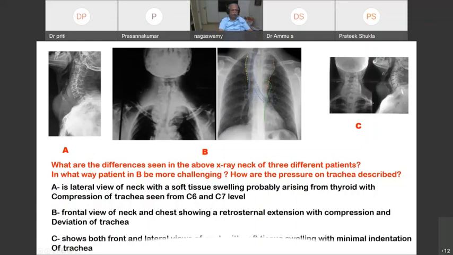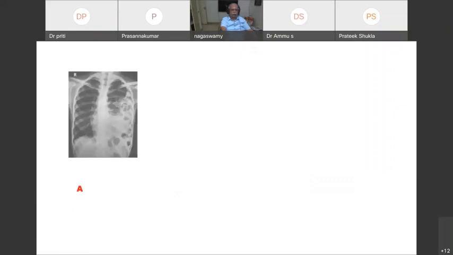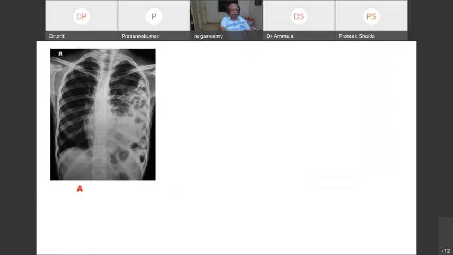And C shows both frontal and lateral views of the neck with soft tissue swelling with minimal indentation of the trachea. Very minimal indentation is really there. It is almost slightly reduced in size. So compression, indentation, deviation. These are the three ways you can describe the effects of a swelling arising in the neck on the airway. Compression, indentation, and deviation. This is picture A.